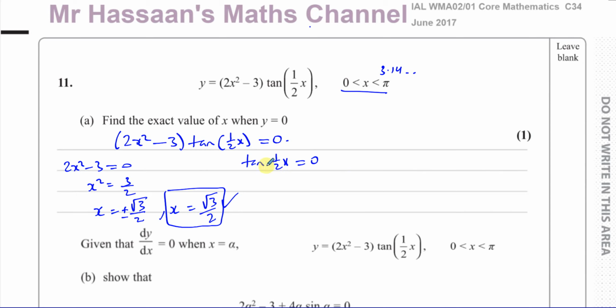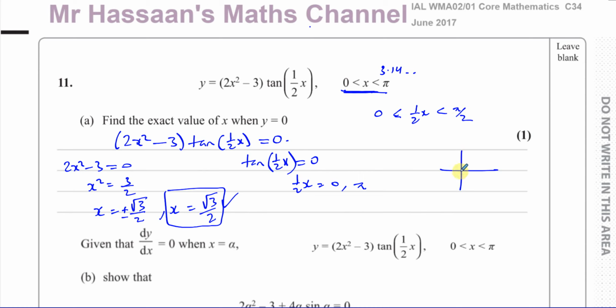If we check that, to solve this equation I've got to change the limits to match what we have inside the angle. So I'll make this into a half x: a half of 0 is still 0, and a half of pi is pi over 2. Now, does the tan curve ever hit 0 between these values? No, it doesn't. If I solve inverse tan of 0, I get a half x equals 0, and the next time the tan curve hits 0 is at pi. That's outside of my range, because I can only go up to pi over 2.